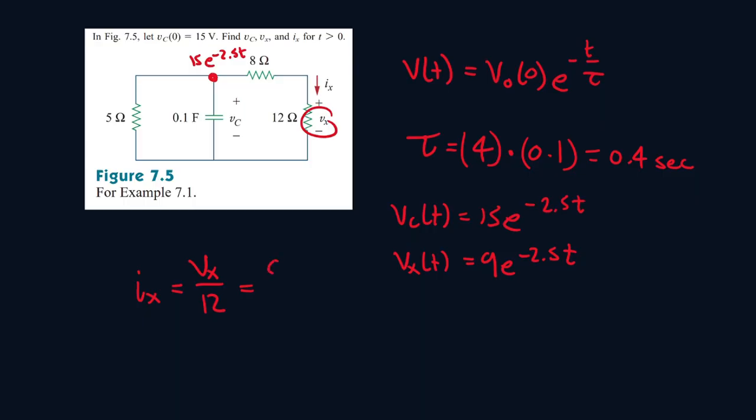So it'll be 9 e to the minus 2.5 t over 12, and that's just 0.75. So Ix(t) will be 0.75 e to the minus 2.5 t. And those are your final answers.